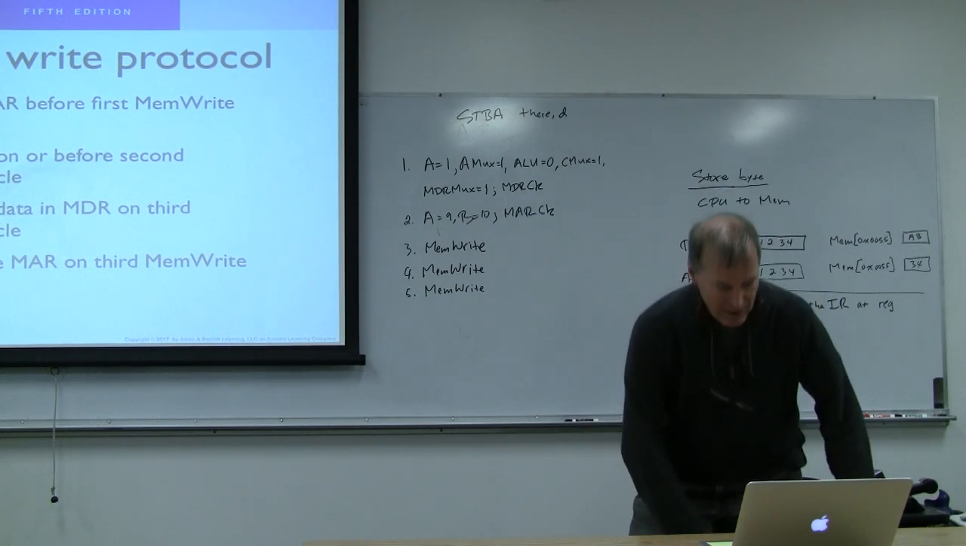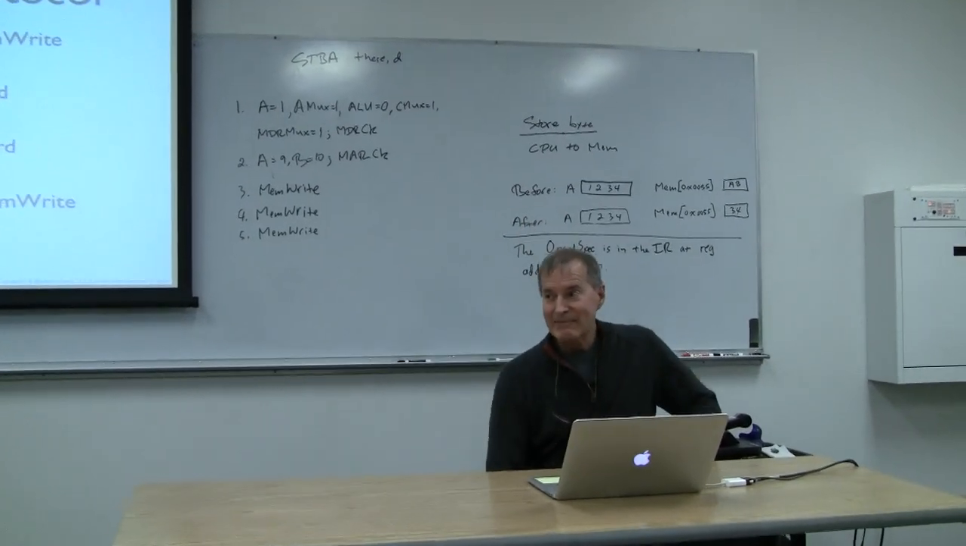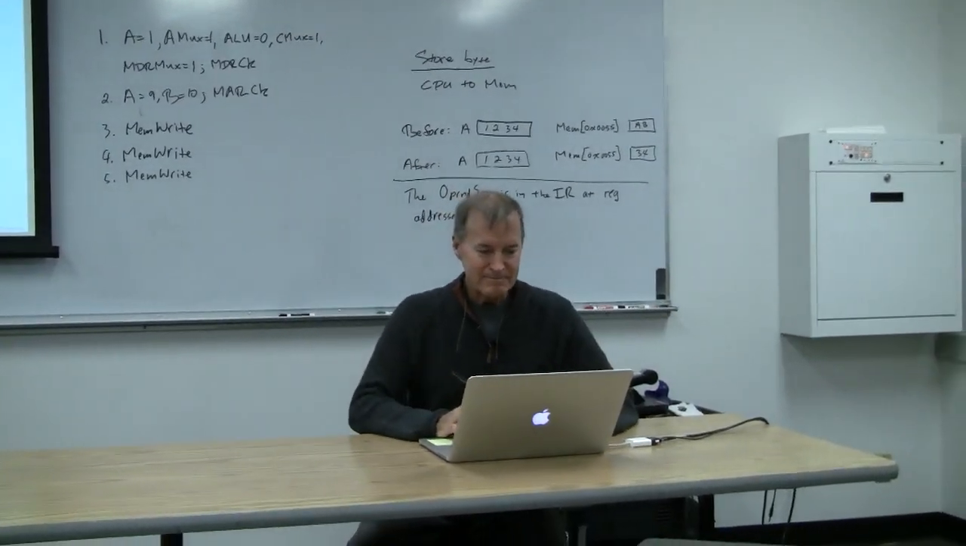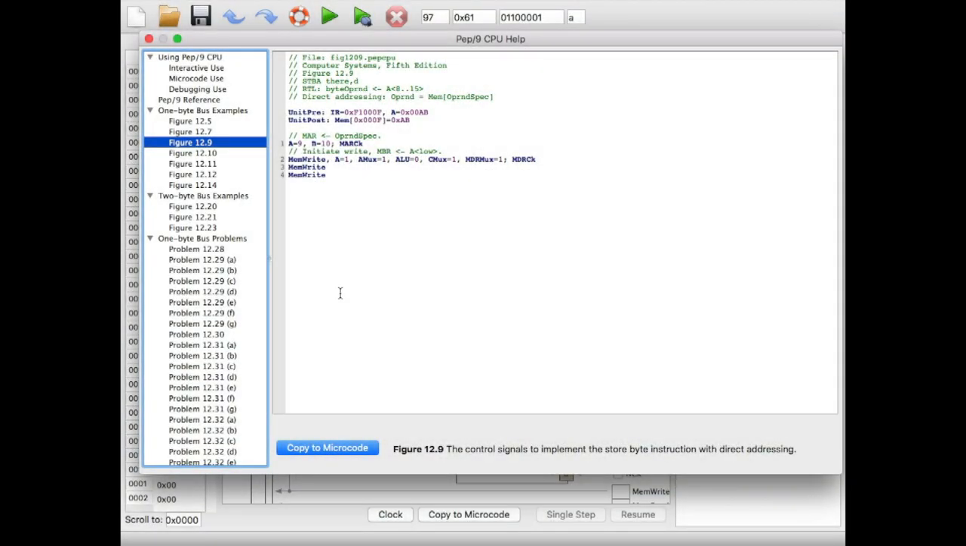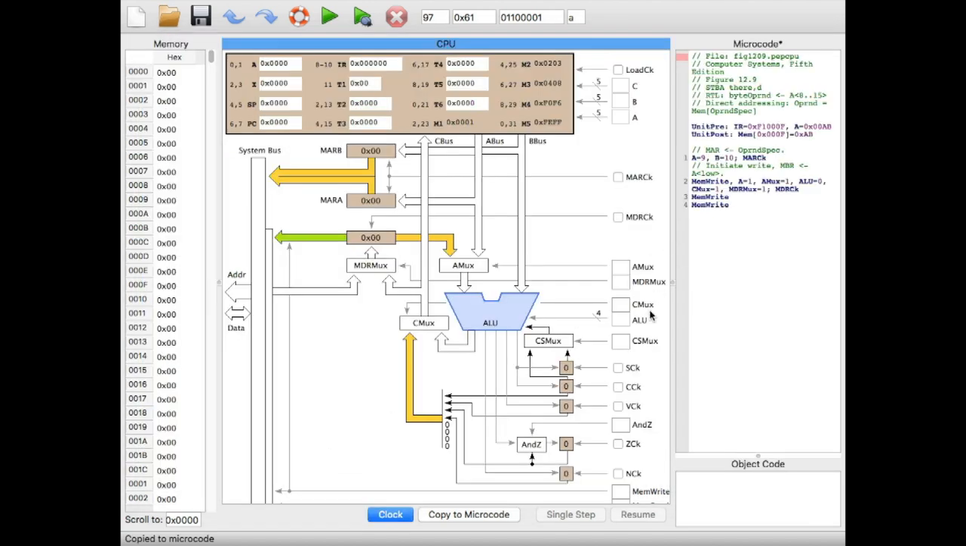What was this? And I think we'll be able to see it. Now watch this. Okay, so here's our demo. It was figure 12.9. And look, check out the precondition and the postcondition. This is the code that we looked at on the slide. And here, let's go ahead and copy this to microcode.